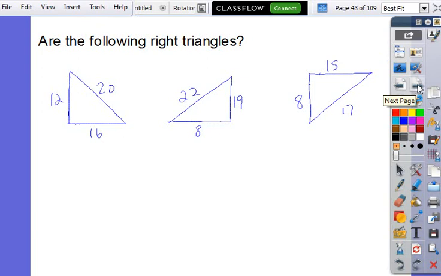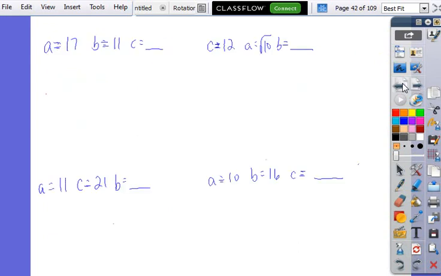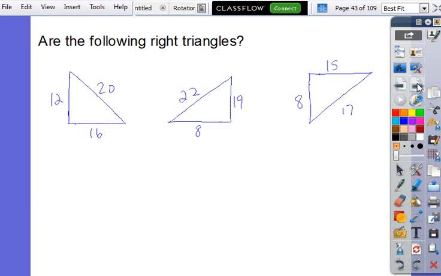How do I know which one, if it just gave me 3 numbers? Well, let's do this first. How would I check this one right here? A squared, 12 squared plus 16 squared equals 20 squared.